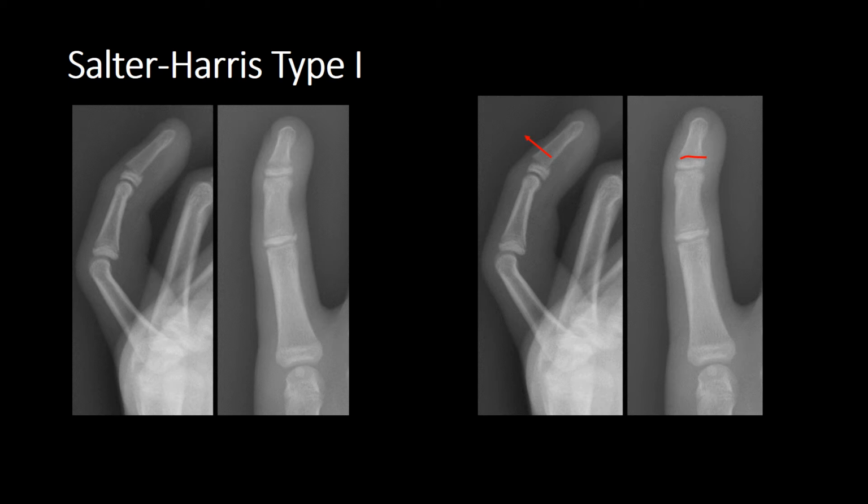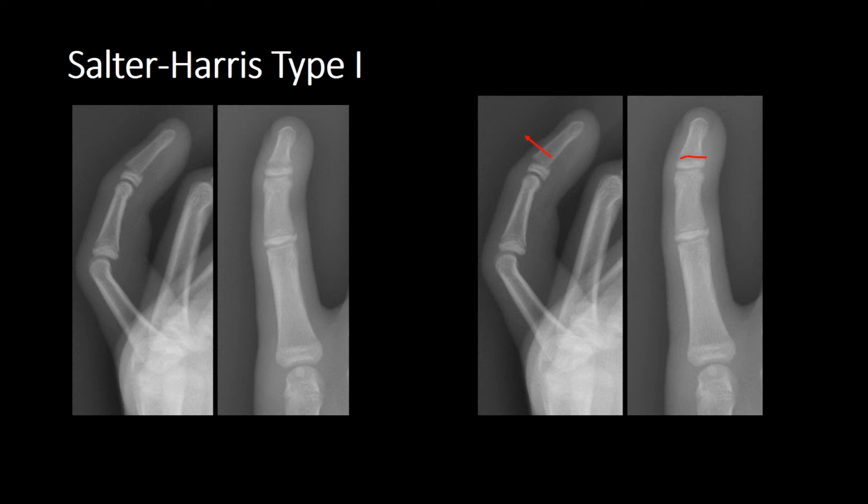And if you look at the proximal metaphysis of the distal phalanx, you can see that there's no evidence of a fracture. So what's happened is that you have a horizontal fracture through the physis, and because this is a really slippy area, it's cartilage, it hasn't been ossified, what's happened is that the metaphysis has slipped dorsally in relation to the epiphysis.